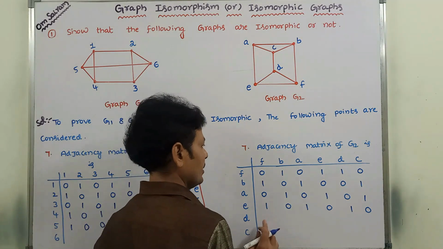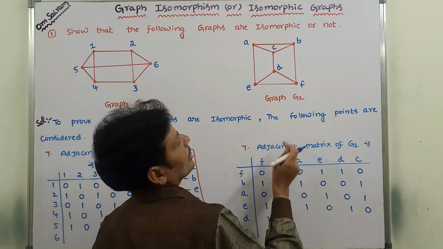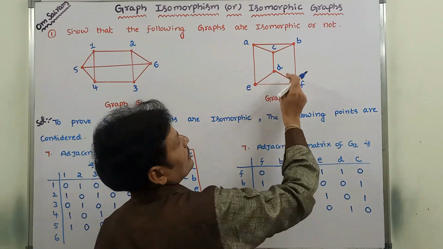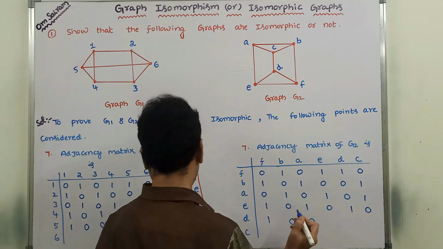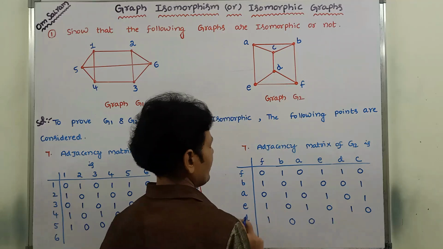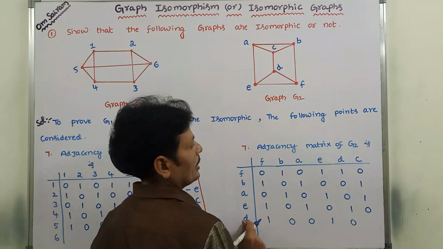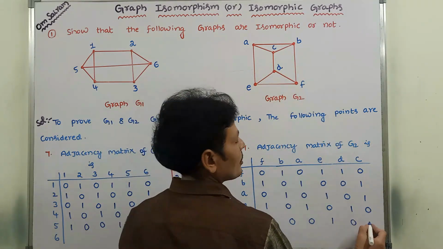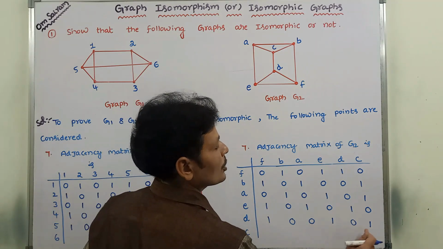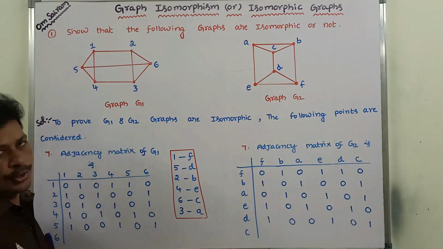Now we can go for this one. D to F, there is an edge between D and F, so its value is 1. D to B, there is no edge between D and B, so its value is 0. D to A, there is no edge between D and A, so its value is 0. Next one, D and E, there is an edge between D and E, so its value is 1. D to D, there is no self loop at vertex D, so it's 0. D to C, there is an edge between D and C, so its value is 1. So here 1, 0, 0, 1, 0, 1. Here also we are getting 1, 0, 0, 1, 0, 1. So the fifth row in G1 is similar to the fifth row in G2.